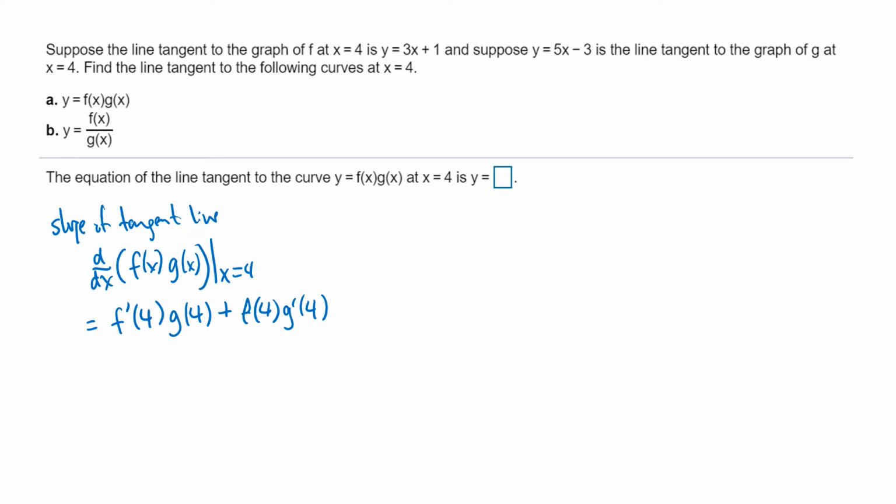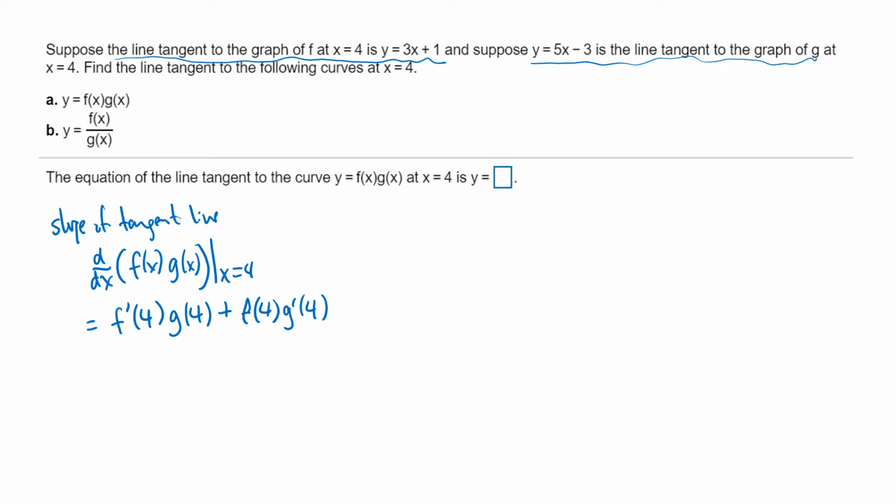But the problem is, how in the world do we figure out f of 4, f prime of 4, g of 4, g prime of 4 when we don't have formulas for these functions? Instead, what they tell us is they give us the tangent line to the graph of f, and they give us the tangent line to the graph of g, and we're supposed to use that to figure out what those values are. So here's the key idea.